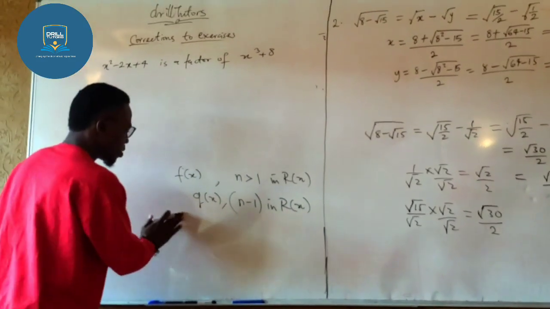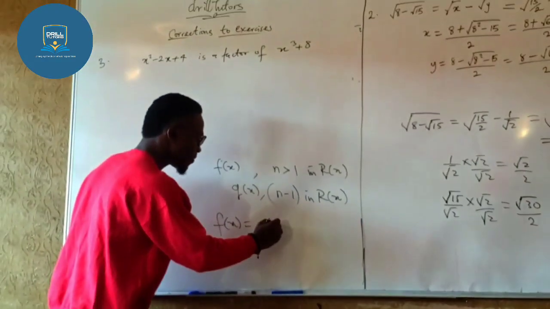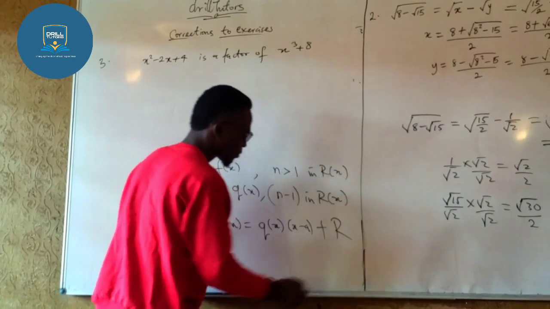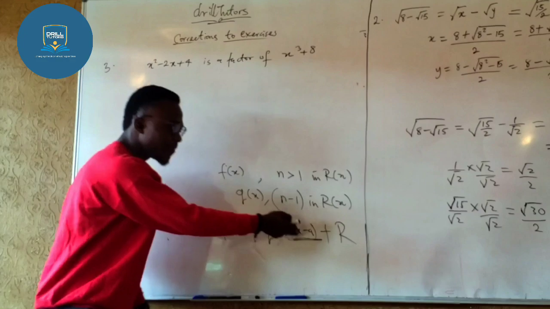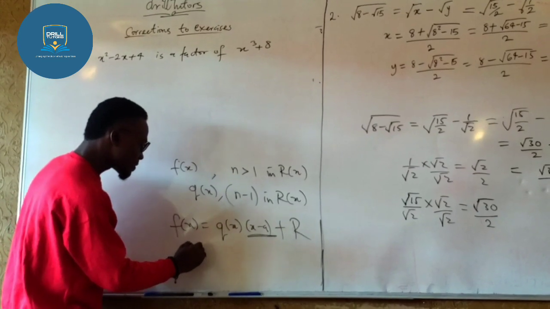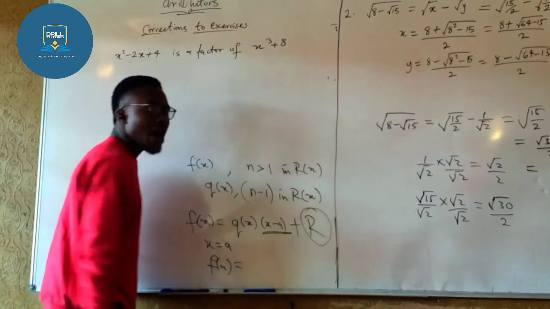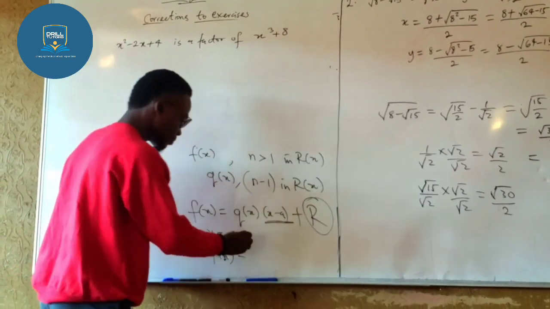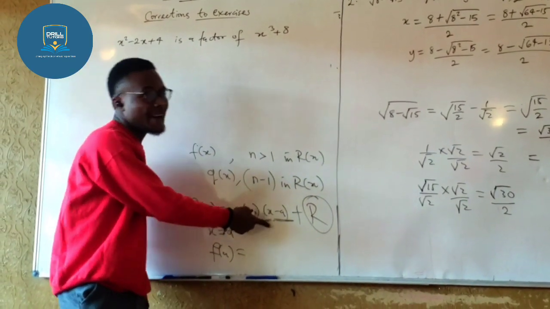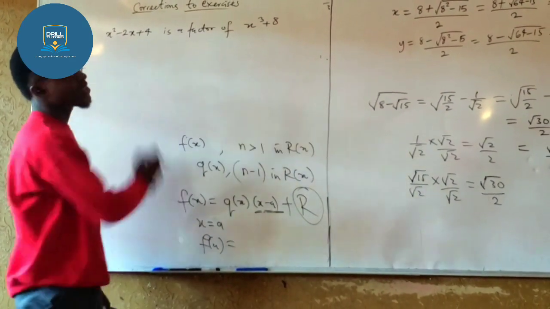We were told that what we have here is expressible as f of x equal to q of x multiplied by x minus a, plus r, where this is what we call the divisor, this is the quotient and this is the numerator. At the point where x is equal to a, that is f of a, if the numerator you have is 0, then we say the linear factor is actually a factor of the polynomial.